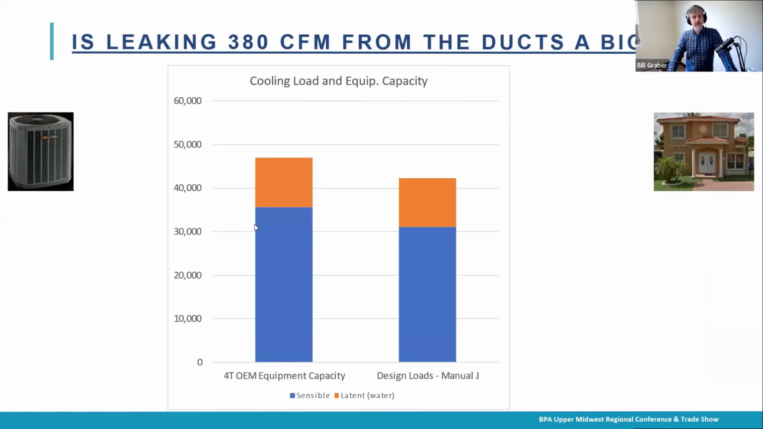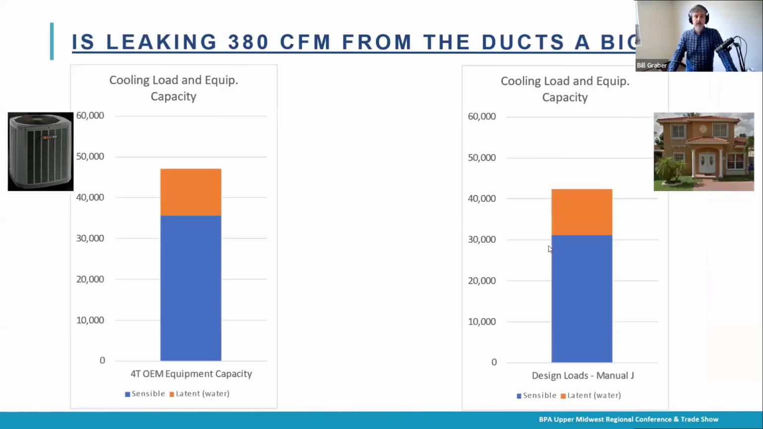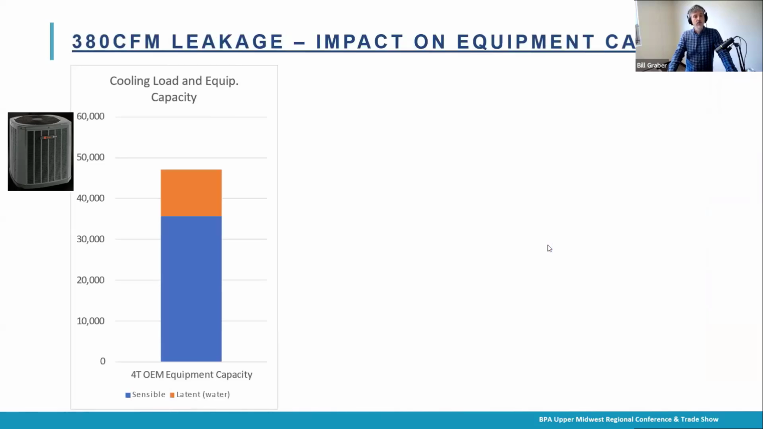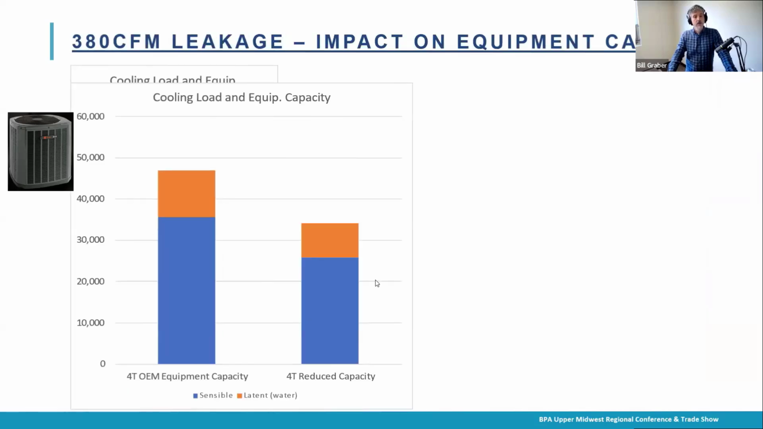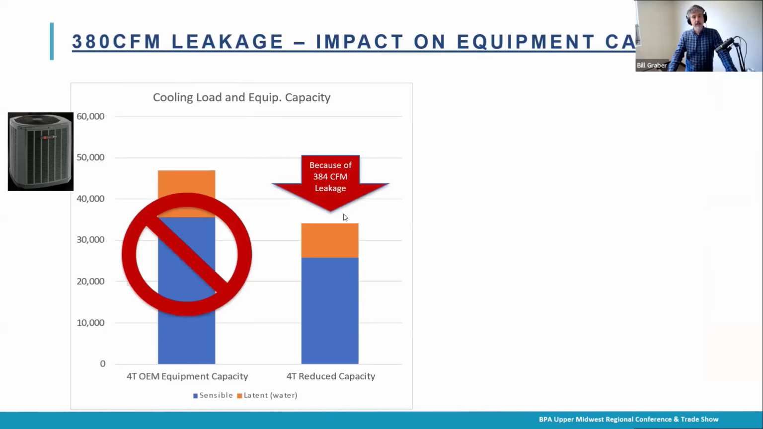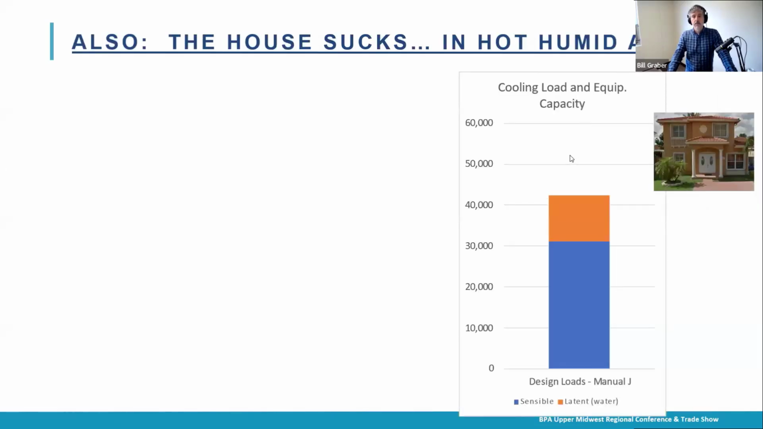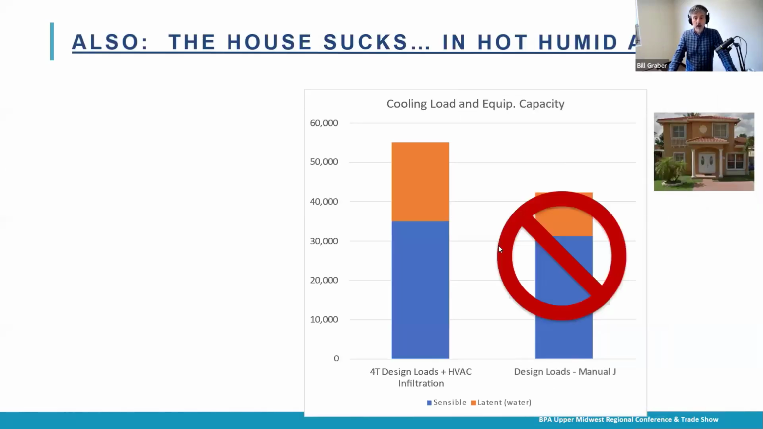We had our equipment on the left that had this kind of capability, and the house was here. But because of that duct leakage to outside, what was really going on is we weren't delivering all of it. So this was the actual reduced capacity of what we were able to deliver because of that leakage. On the house side, because we were pulling in more air, it wasn't what we thought it was.